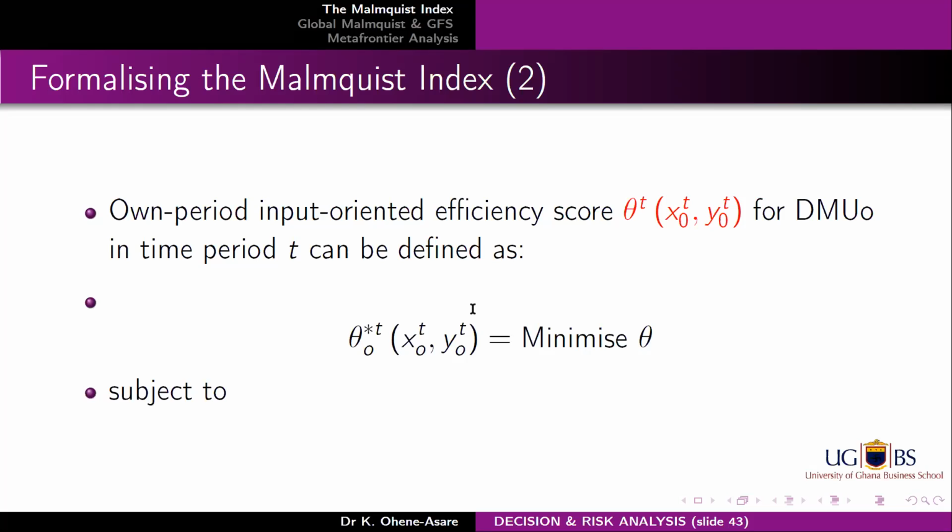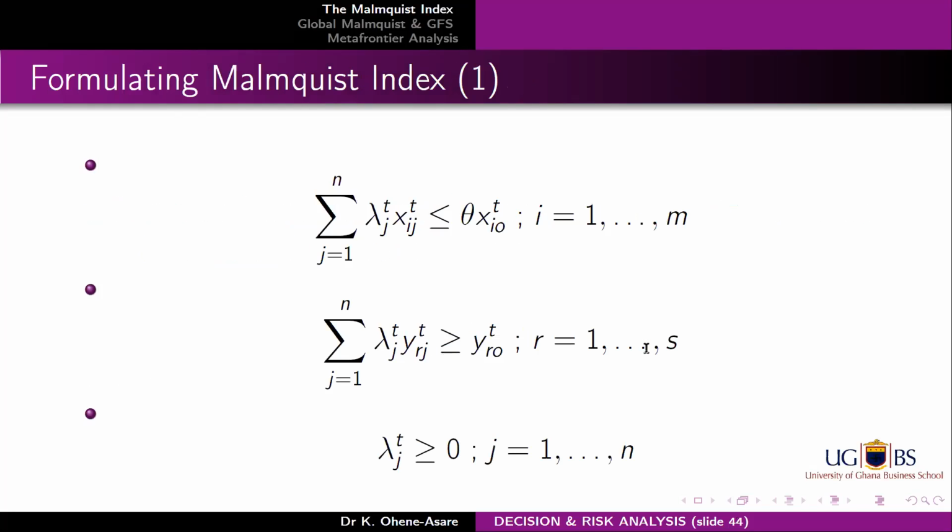How do you define the score? This is how you define it. You say theta star T of (T, T): you minimize theta subject to what we know. In fact, it's the same thing as we know. The theta is attached to the X, which is the input orientation situation. The technology set is what is on the left-hand side. The only difference is that we now have the power T for all of them.